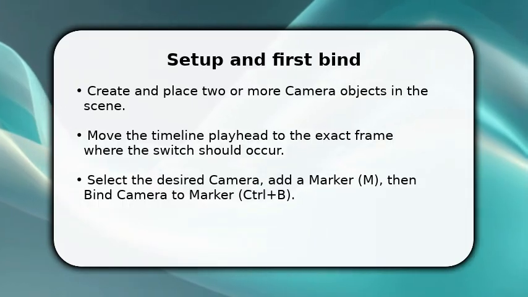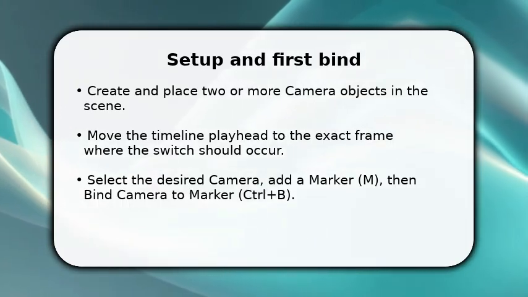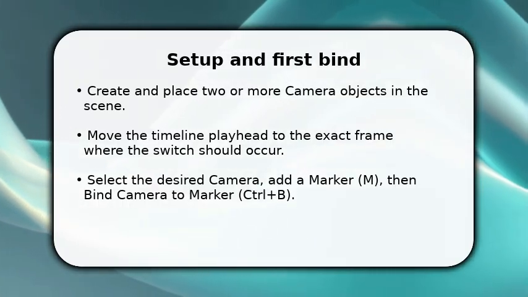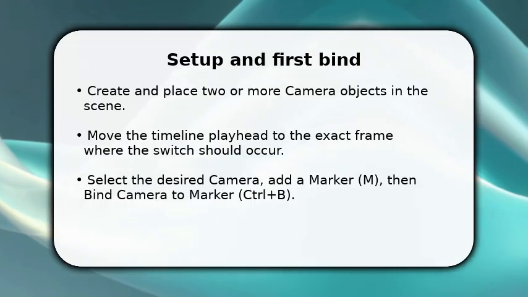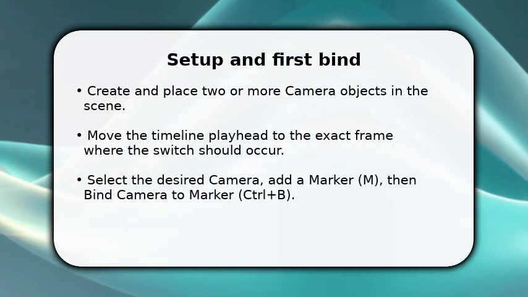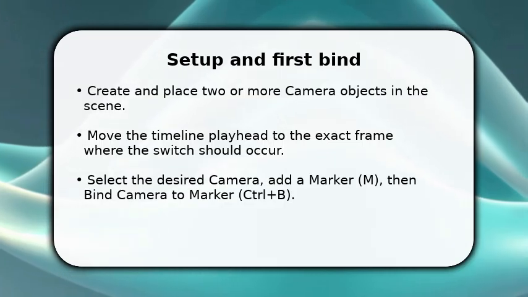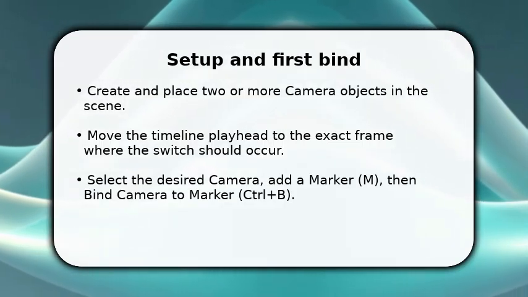Once the camera is selected, use Marker > Bind Camera to Markers or press Ctrl+B to assign that camera to the marker. This instantly sets the scene's active camera at that frame and prepares the timeline for additional switches.